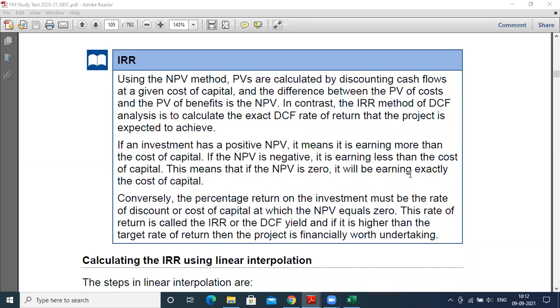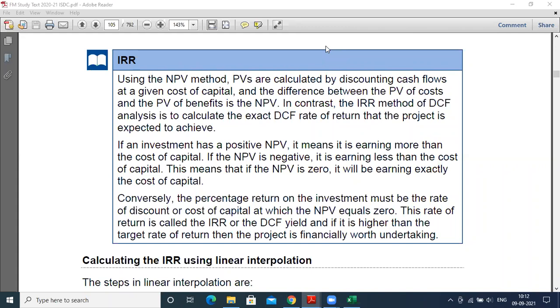But in the case of IRR, the discounted cash flow analysis is to calculate the exact discounted cash flow rate of return that the project is expected to achieve. If an investment has a positive NPV, it means it is earning more than the cost of capital. If the NPV is negative, it means it is earning less than the cost of capital. So if the NPV is zero, it is earning exactly the cost of capital.